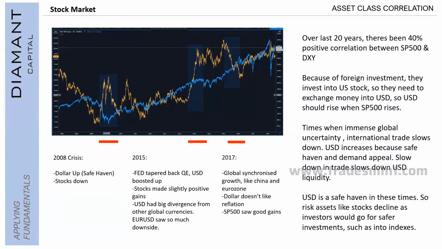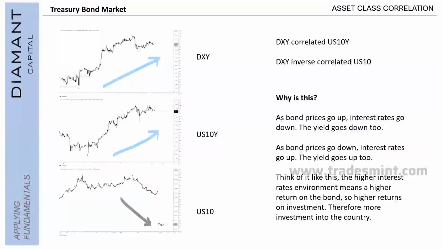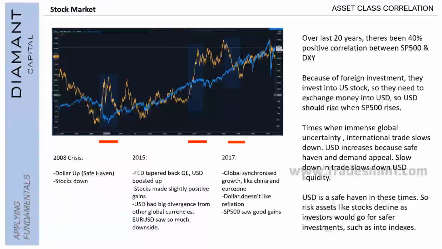In times when there's immense global uncertainty, international trade slows down. Therefore, USD increases because of safe haven demand appeal. A slowdown in trade slows down USD liquidity. USD is a safe haven in these times, so risk assets like stocks decline as investors would much rather go for safer investments, such as indexes, and of course, from what we've seen, the bond market.